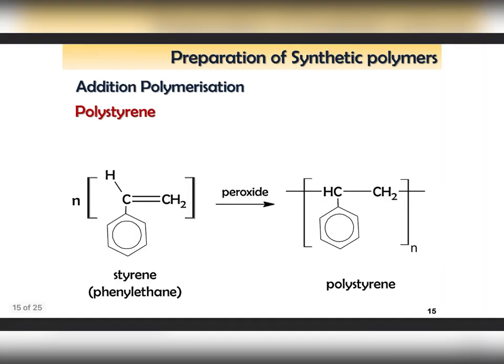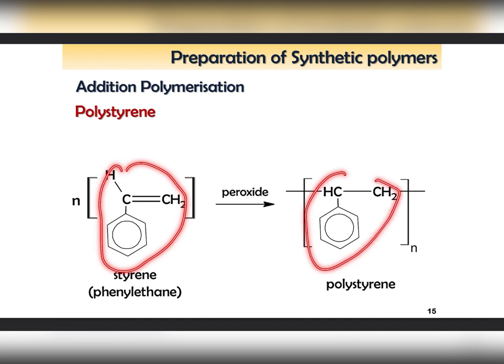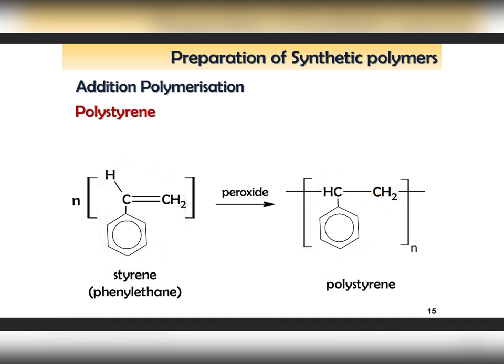Right, so this example is to form polystyrene. This is the structure of styrene or phenylethene. With the presence of peroxide, you will form this polystyrene. Just open the double bond and write this structure again exactly the same with a carbon-carbon single bond. Then pull out the bonds on the left and right, close the bracket, end.